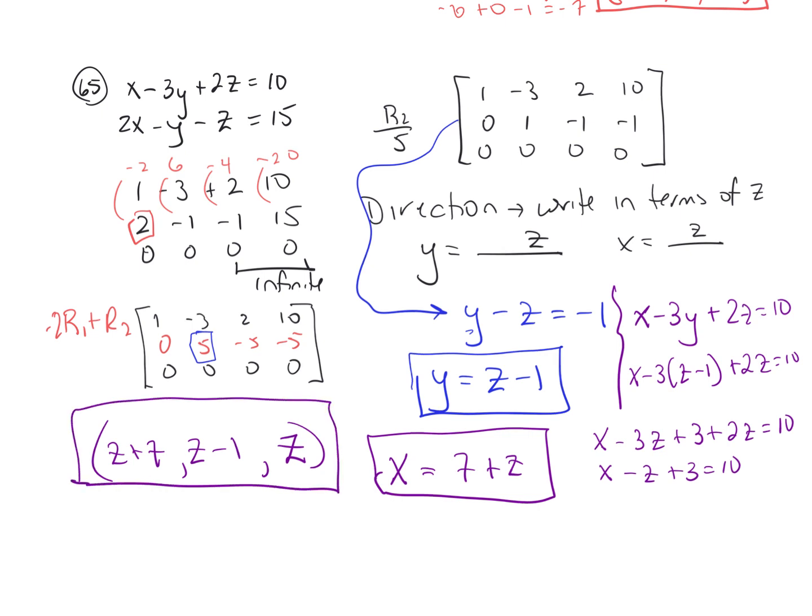What that means is if you pick any number for z, let's say 2, then you can figure out what x is, and you can figure out what y is. If somebody else picks -5, you can figure out that solution. There are infinite solutions depending on what value you pick for z.